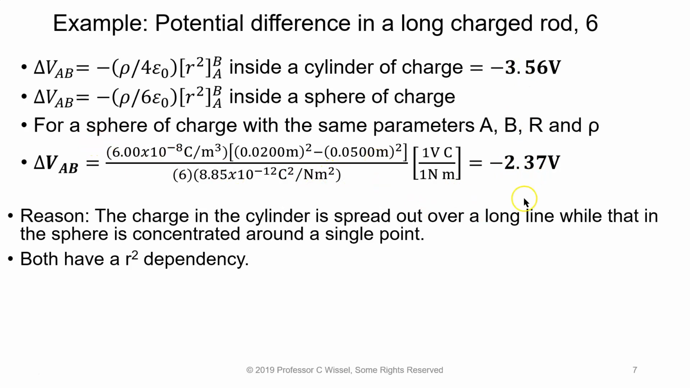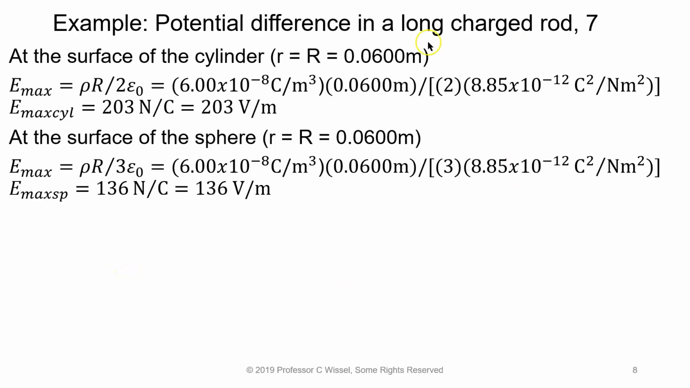And the reason it's different here is because the charge in the cylinder is spread out over a long line, while that in the sphere is concentrated around a sharp point. It's just the difference in the way the charge is distributed. But both of them have the characteristic R squared dependency of this. So here's some more comparisons.